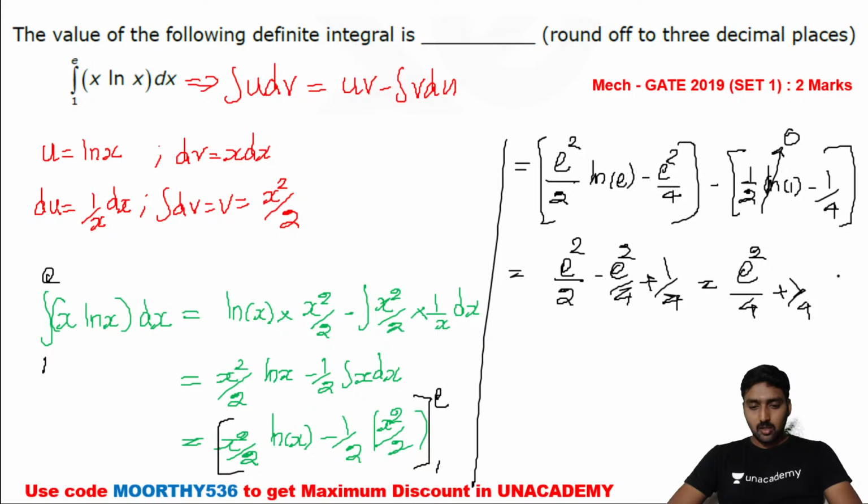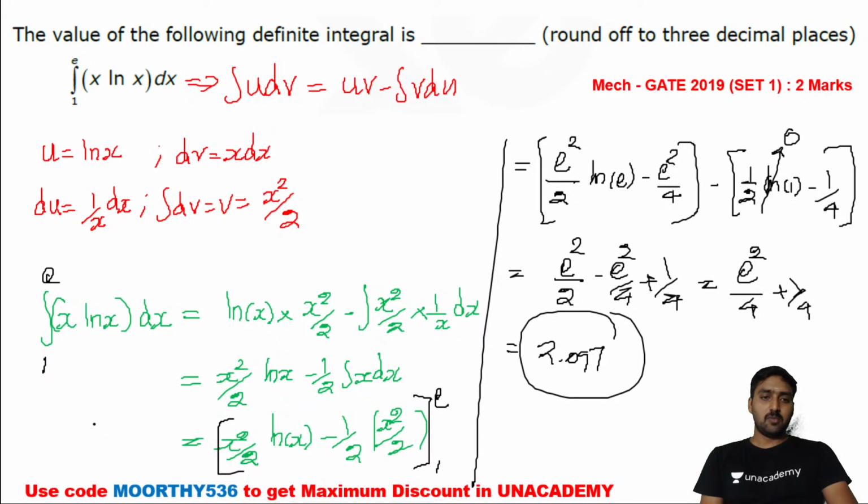Now e squared divided by 4 plus 0.25 is 2.097 here. The solution is 2.097, rounded off to 3 decimal places, that is 3 digits after the decimal point. The solution for this question is 2.097. I hope it's clear, right?